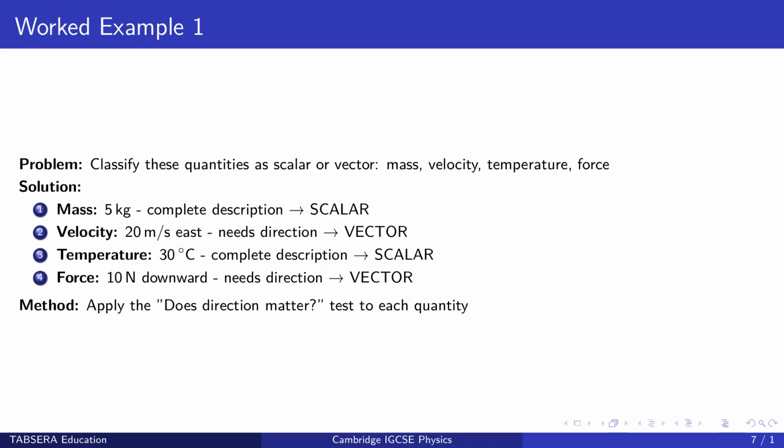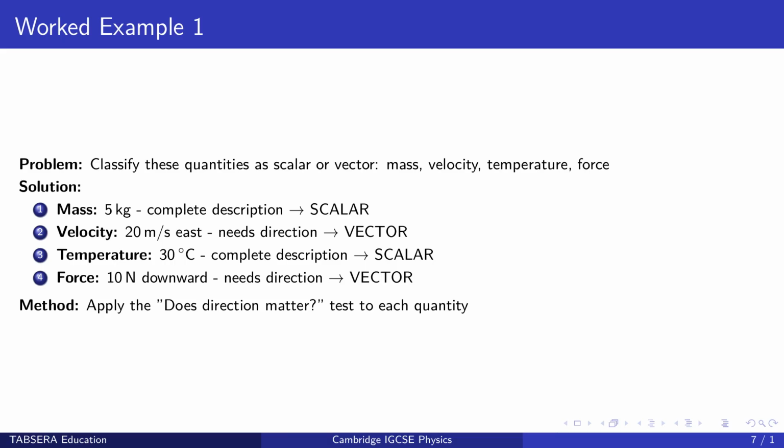Let's work through our first example. The problem asks us to classify these quantities as scalar or vector: mass, velocity, temperature, and force. We apply our decision method to each. First, mass. 5 kilograms is a complete description. We don't need to know the direction of mass, therefore mass is a scalar. Second, velocity. 20 meters per second eastward requires directional information. Velocity without direction is incomplete. Therefore, velocity is a vector.